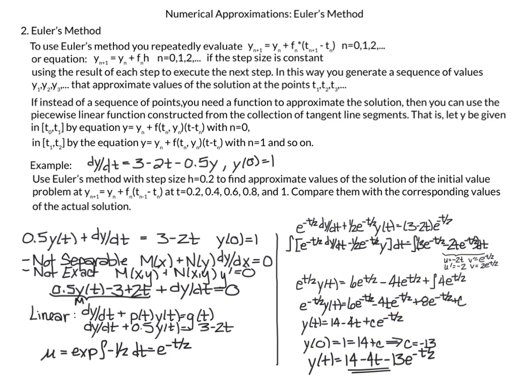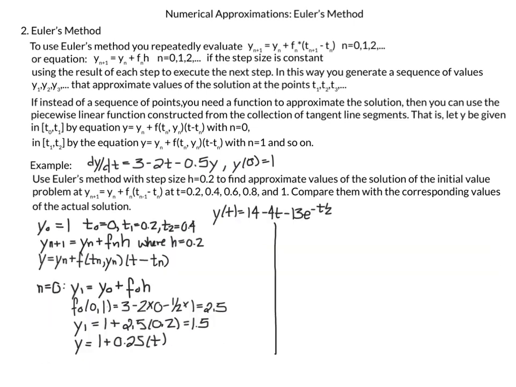Using my initial value, y(0) equals 1, I plug in 0 for t, and my value 1 is going to be equal to, here I get 0, here I get c, 14 plus c, so c is equal to negative 13. So my solution for the initial value problem is going to be 14 minus 14t minus 13e raised to the negative t over 2.